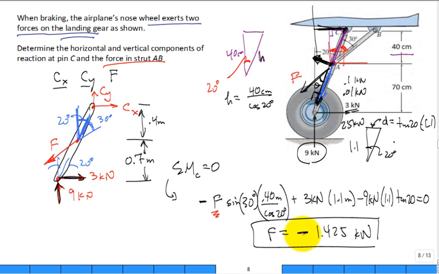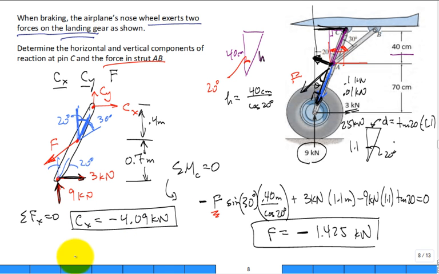Okay? Let's continue on. How am I going to solve for Cx and Cy? That's pretty easy. The hard one was for the force. But you would do the sum of the forces, and the x must equal to 0. And when you do that, you get that Cx is equal to negative 4.09 kilonewton. And because I'm running out of room, I'm sure you can chase that math down. You do the sum of the forces and the y equal to 0, allows you to solve for Cy. And it's negative 9.92 kilonewton.